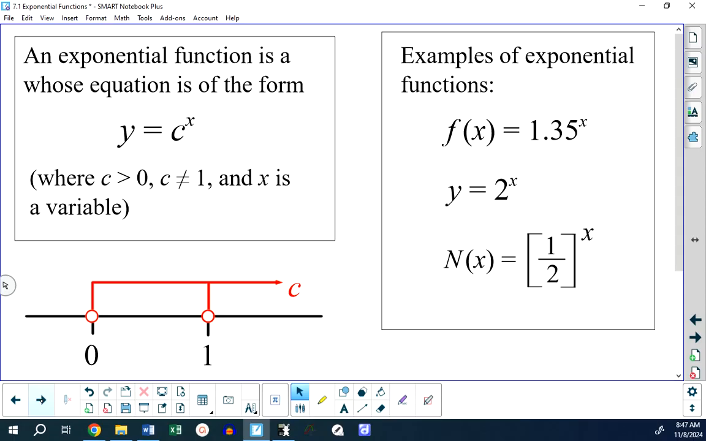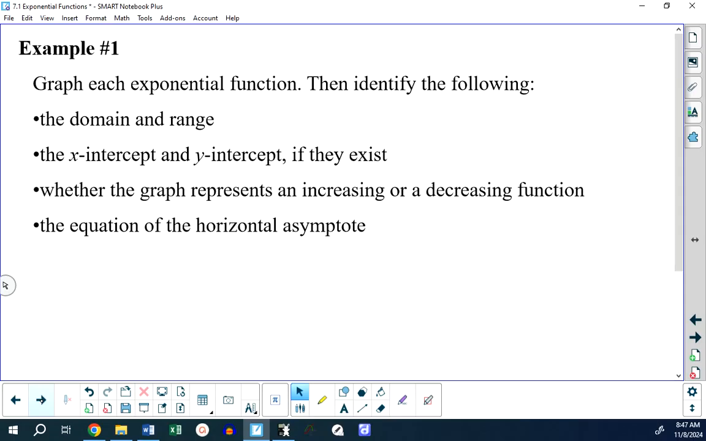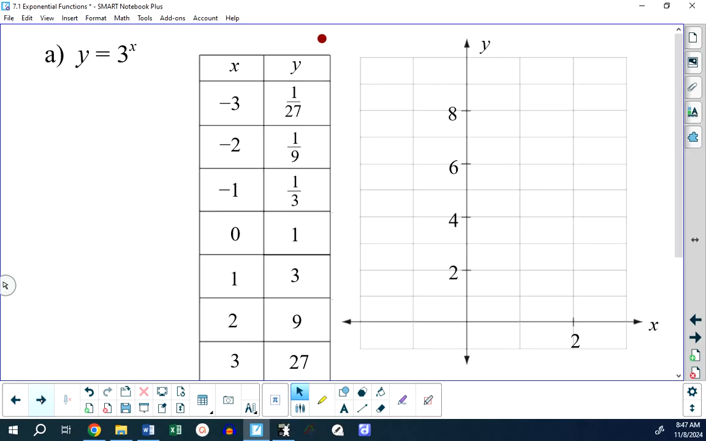1.35 to the x equals f of x, y equals 2 to the x, n of x equals 1/2 quantity to the x. So as a warm-up here, we're going to graph a couple of exponential functions and talk about the domain and range and the intercepts, if there are any, and whether the graph represents what we call an increasing or decreasing function. And then we have to talk about a horizontal asymptote, because exponential functions will always have a horizontal asymptote. Normally I would leave the y column unpopulated in your notes, but to save a little bit of time, it's there. I do want to talk about why these numbers are what they are.